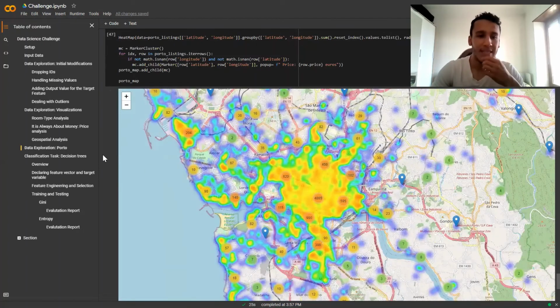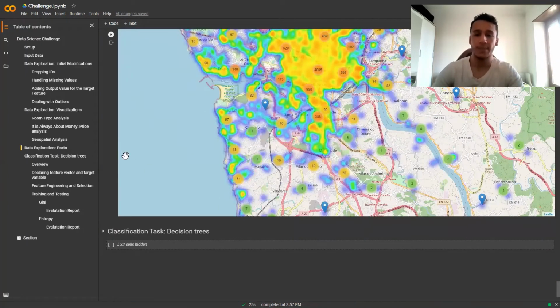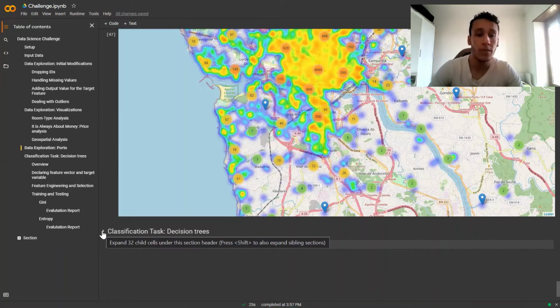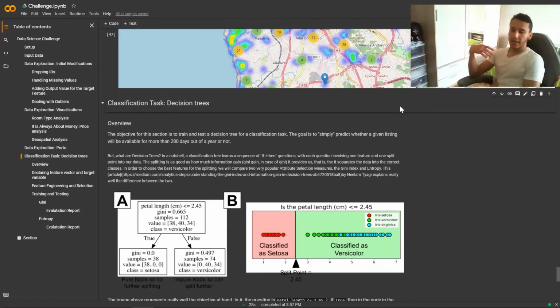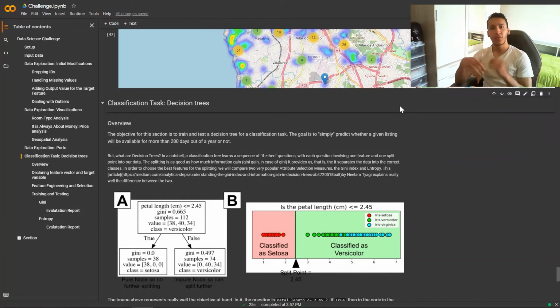And yeah, that's the intakes for both cities. So moving on to the classification task. For this classification task, we have here a decision tree, and a decision tree was part of the challenge presented. I'm going to show you a little bit the motivation behind the decision tree, the intuition behind it, and then we are going to apply it with Gini impurity and entropy, just to compare.